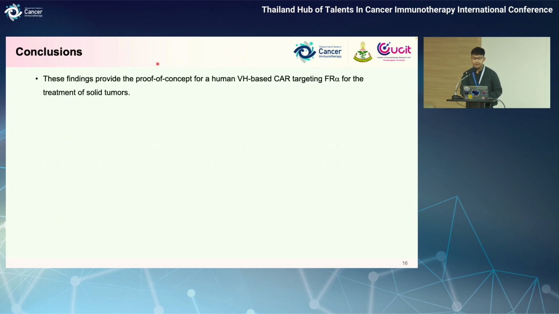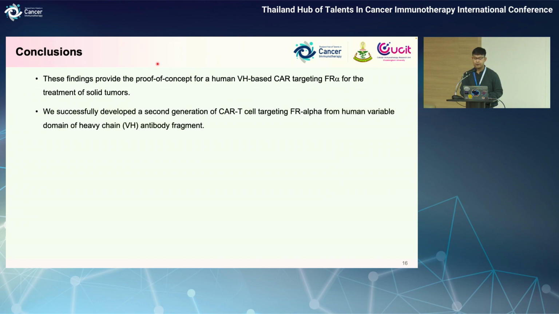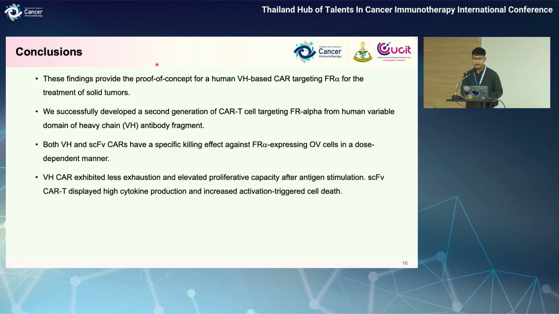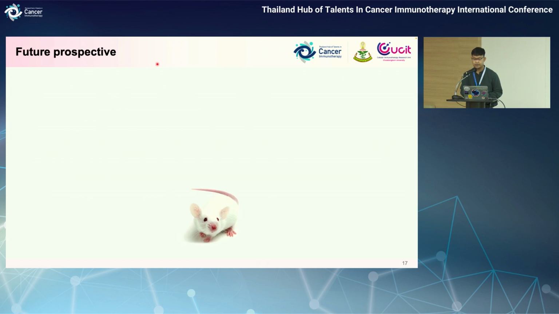In summary, these results provide proof of concept for human VH-based CAR T targeting FR-alpha for the treatment of solid tumors. We successfully developed a second generation CAR targeting FR-alpha from a human VH antibody. Both CARs show specific killing effect on FR-alpha ovarian cancer in a dose-dependent manner. VH CAR has less exhaustion and increased proliferation after co-culture. Also, scFv CAR shows higher cytokine secretion and more activation-induced cell death.